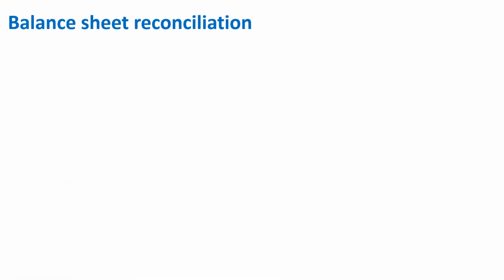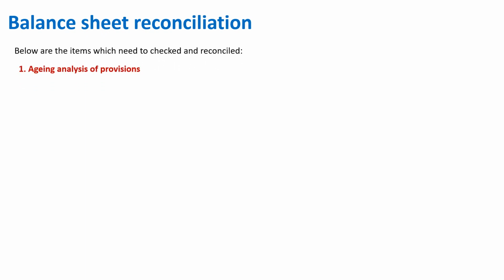Now let's understand, if you are responsible for the reconciliation of provisions, what are you going to check? What are the activities you are going to perform to ensure that the provision reported in the financial statement is correct? So below are the items which need to be checked and reconciled. The first one is aging analysis of provision, right?